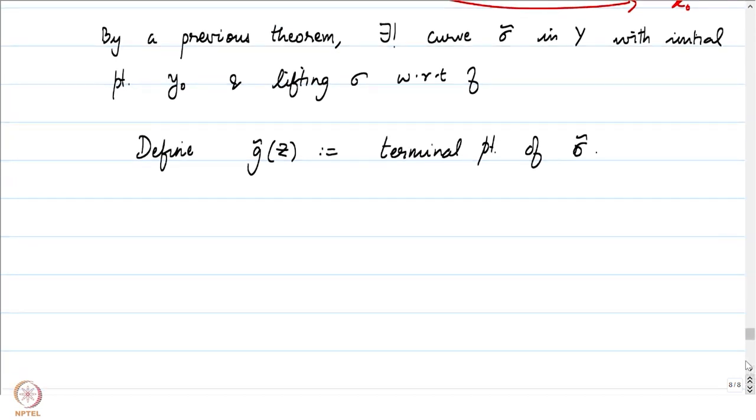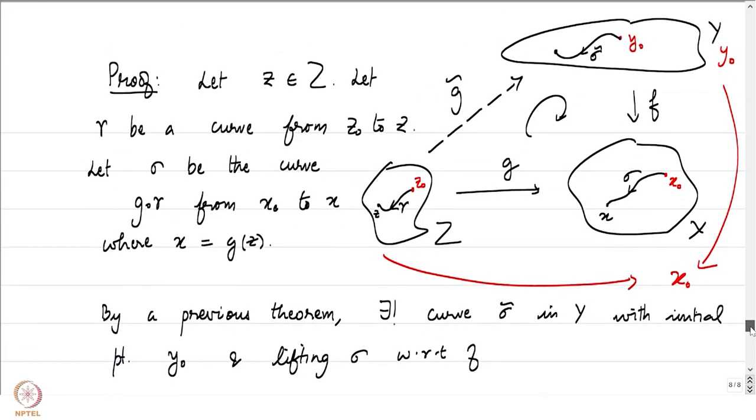But then yes, there are many questions that immediately come up. The first question is, why would such a function g be well defined at all? It very much depends on the curve gamma we picked. There was nothing special about the curve gamma that we picked here, right? The gamma was some arbitrary curve from z0 to z1.